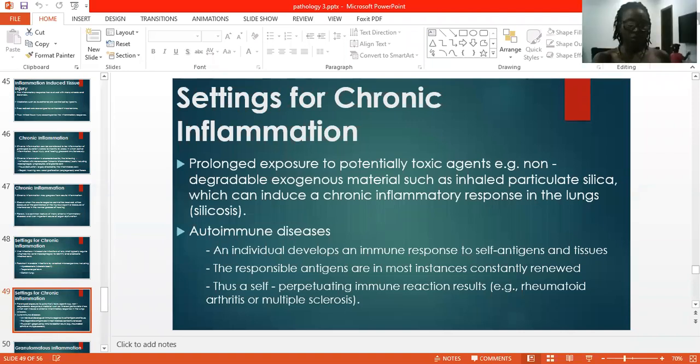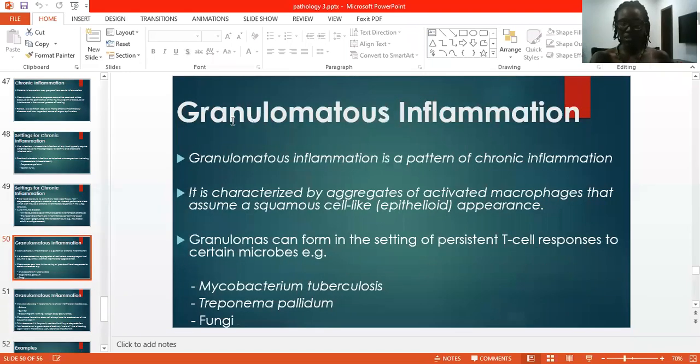Okay, so you also have what we call chronic granulomatous inflammation. This is a pattern of chronic inflammation whereby macrophages aggregate and you have giant inflammatory cells coming together.